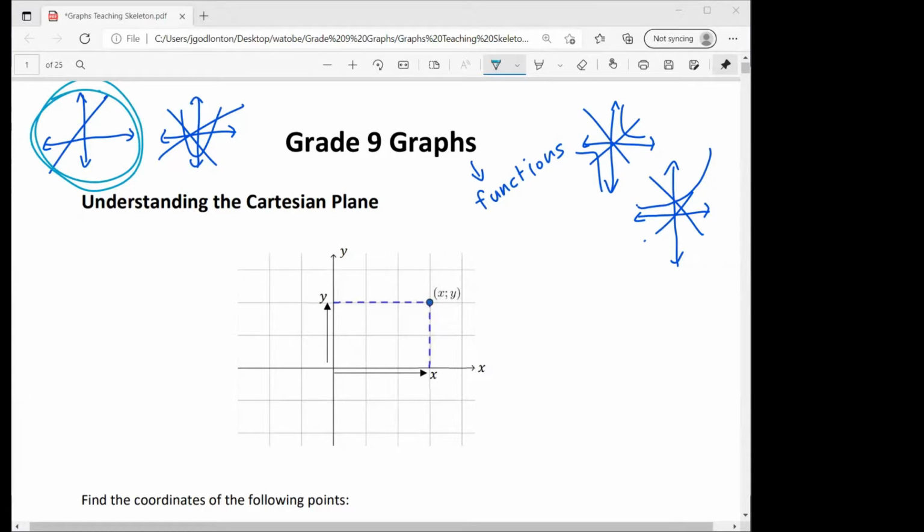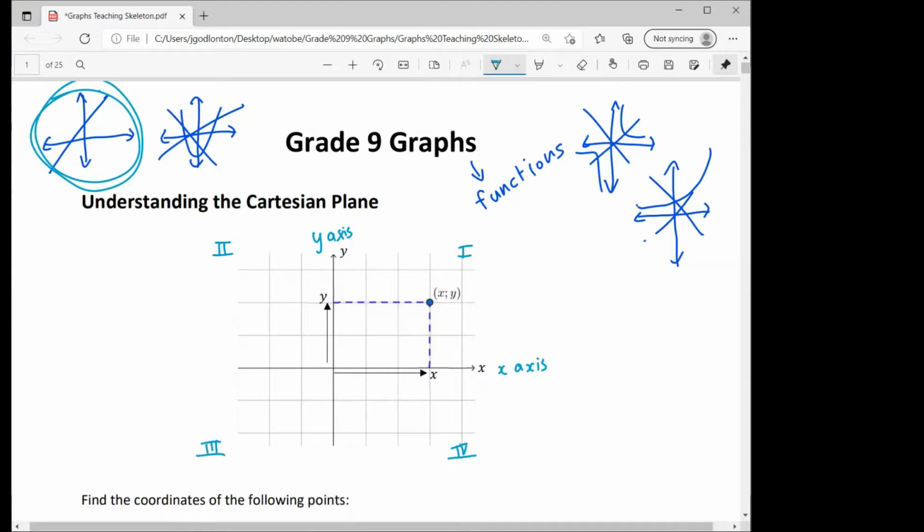The Cartesian plane is basically when we have this grid over here, and we have 2 really important axes. We have the y-axis, that's our vertical line. And then we have the x-axis, which is our horizontal line. It breaks up our Cartesian plane into 4 different quadrants. This quadrant is quadrant 1. And then we move anti-clockwise. So that's quadrant 2. This is quadrant 3. And this is quadrant 4.